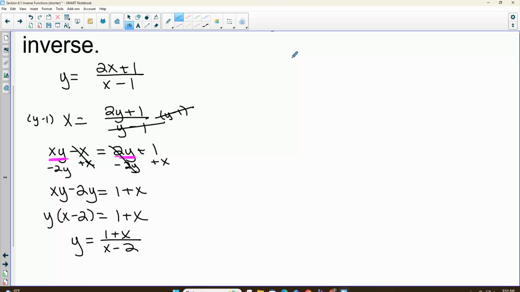So my inverse, instead of y, we get f inverse of x is 1 plus x over x minus 2. So that one was a little bit more involved for solving. Are there questions on anything we did there?